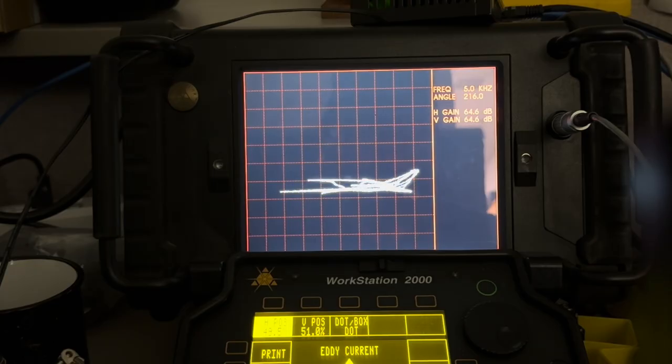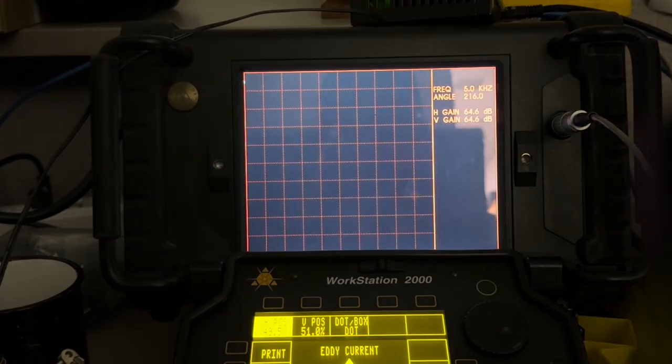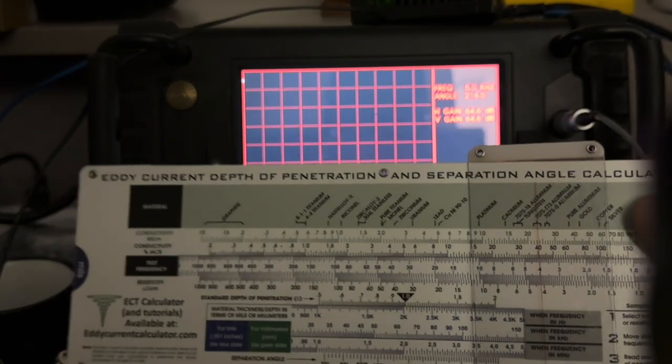Does anybody see a problem with this video? Finding a subsurface deep crack at 2 millimeters below the surface gives you a pretty high phase lag with 5 kilohertz. So, what do you think I'm going to break out next? The slide rule. It's the best tool in eddy current testing.